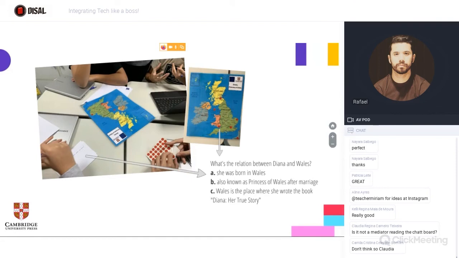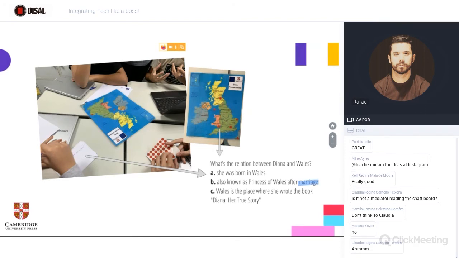I'd like to show you an example that I extracted from one of the groups. This is a real example, and the question they made was, what's the relation between Diana and Wales? I even noticed this specific group of students created a path for the game, and in a very good way, they sort of connected one question to the other. Let's take this as an example. So the right answer here for this question is letter B, also known as Princess of Wales after marriage.